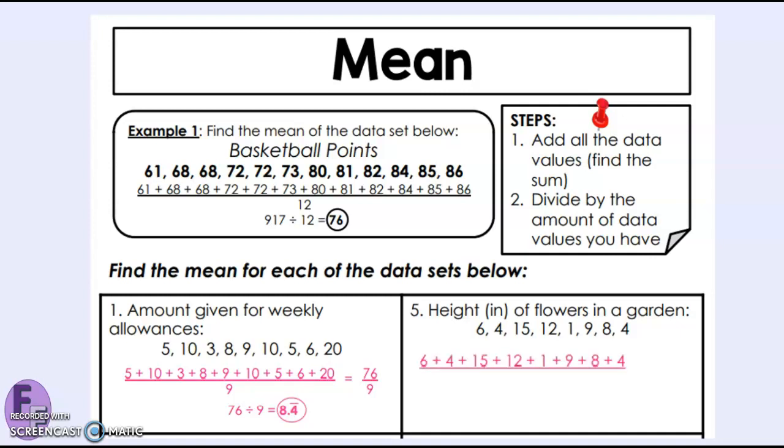Add your numbers together. Divide by the number of numbers, in this case 8. 59 divided by 8 is 7 decimal point 375.